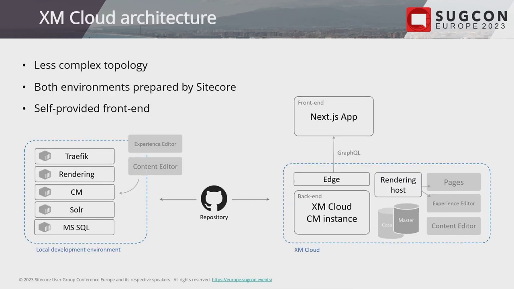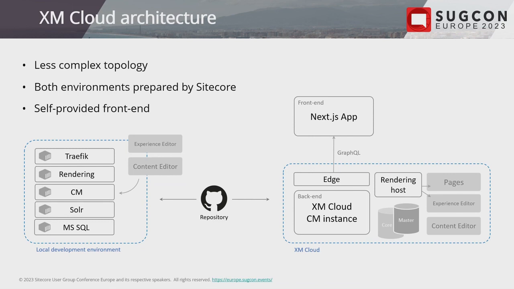So I won't dive too deep into the architecture, and you might have seen this already a few times during this conference, but for a basic understanding of the concepts in this talk, let's look at how the XM Cloud architecture is being set up. So you have two environments, and you immediately see that you have a less complex topology. You have a few containers, and that environment is provided to you by Sitecore. You can fork the repository, and you have your XM Cloud instance, and you, from your own repository, can deploy to either environment.